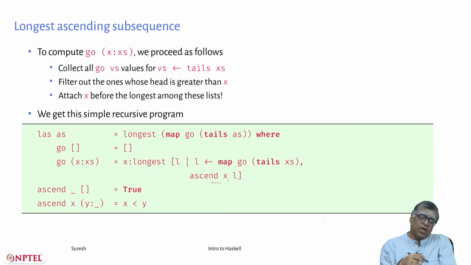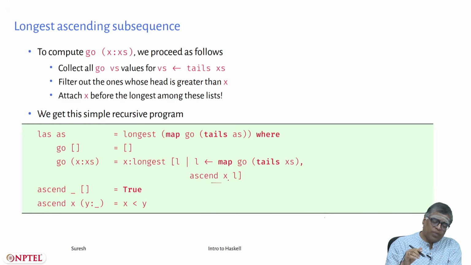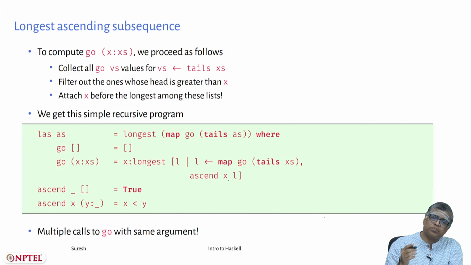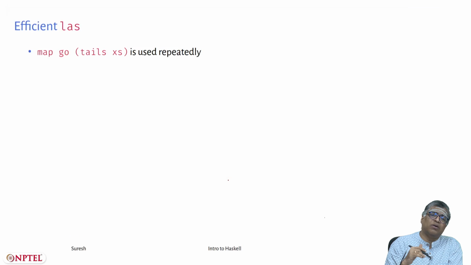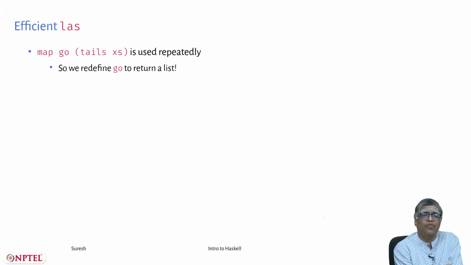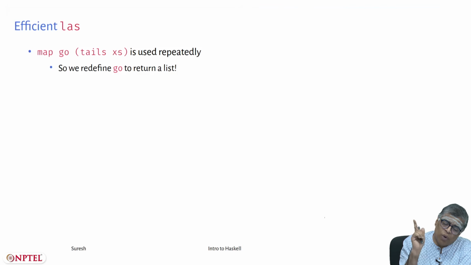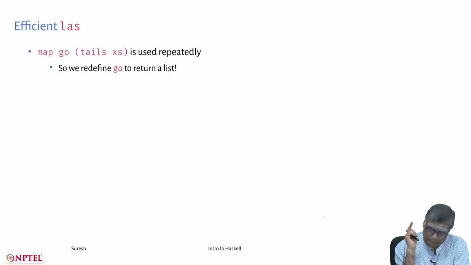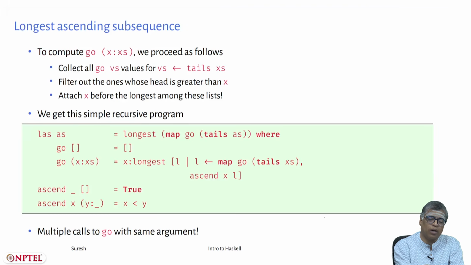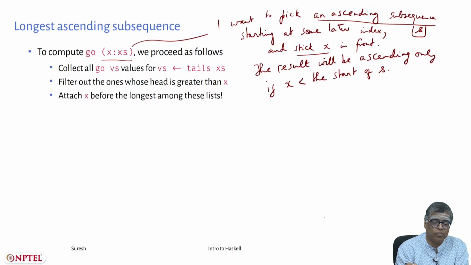Okay. Now, once again there are repeated computations to this go, there are again repeated computations to go with the same argument, okay, and this is a problem. Okay, you will have wasteful recomputation. To avoid this, we can do a nice trick, which is that map go of tails x's is used repeatedly. So, you redefine go to not return one. Earlier we defined go to mean, sorry, let me go back.